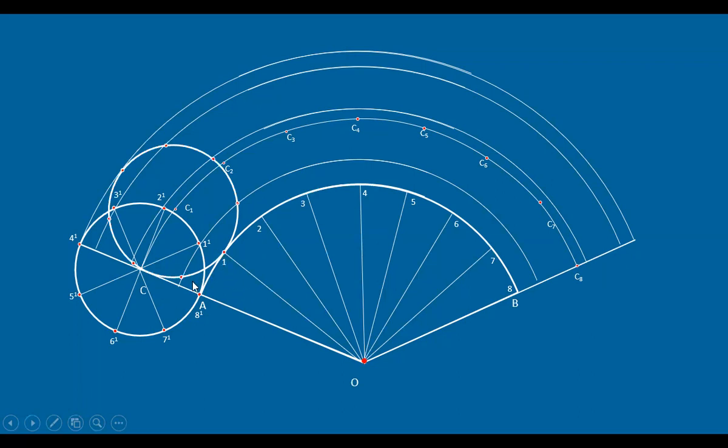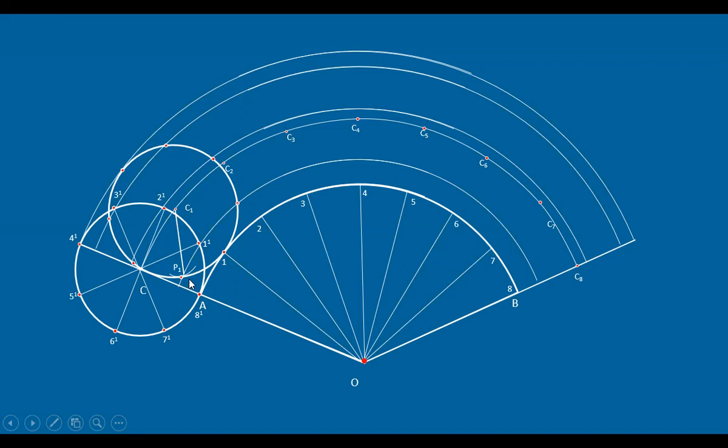So the point, suppose you call it P. This point P moves up by this much distance and is always at the radius distance, because this point is on the circle. So from C1, you draw an arc here, intersecting this line passing through 1 dash. You get some point P1.